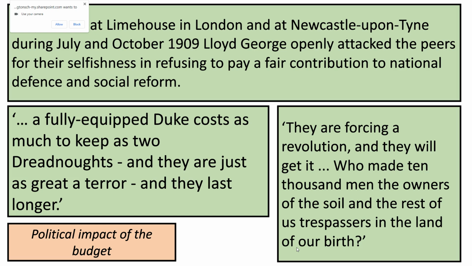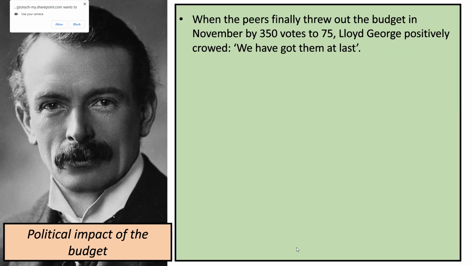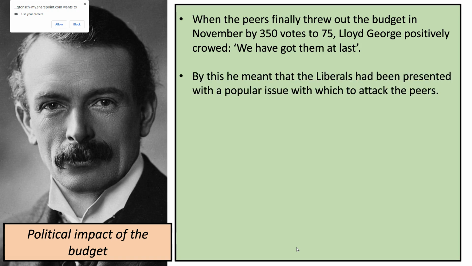So both of these quotations from Lloyd George's speeches actually provide us quite good ammunition for the argument that Lloyd George is not introducing the budget for purely humanitarian reasons. He's doing it to pick a fight with the House of Lords and to force reform of the House of Lords through. So the budget is obviously rejected, 350 votes to 75. And Lloyd George is crowing, "We got them at last." Again, motivation behind the argument that he's doing it deliberately to annoy the House of Lords.